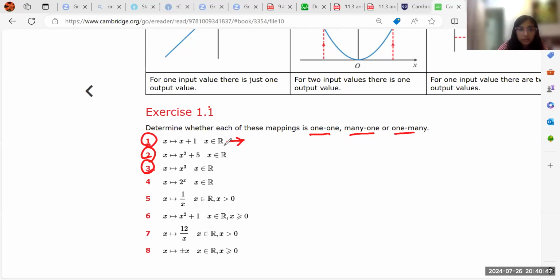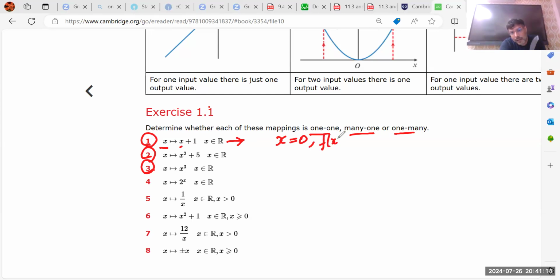1-1. So first one is 1-1. Clear हो रहा है? This is 1-1. Yes sir. Okay. Because when I put x की value 0, मेरे फंक्शन की वैल्यू कितनी आई? 1. When I put x equal to 1, मेरे फंक्शन की वैल्यू कितनी आएगी? 2. So it is 1-1. Every time one value of x will point to one value of y.